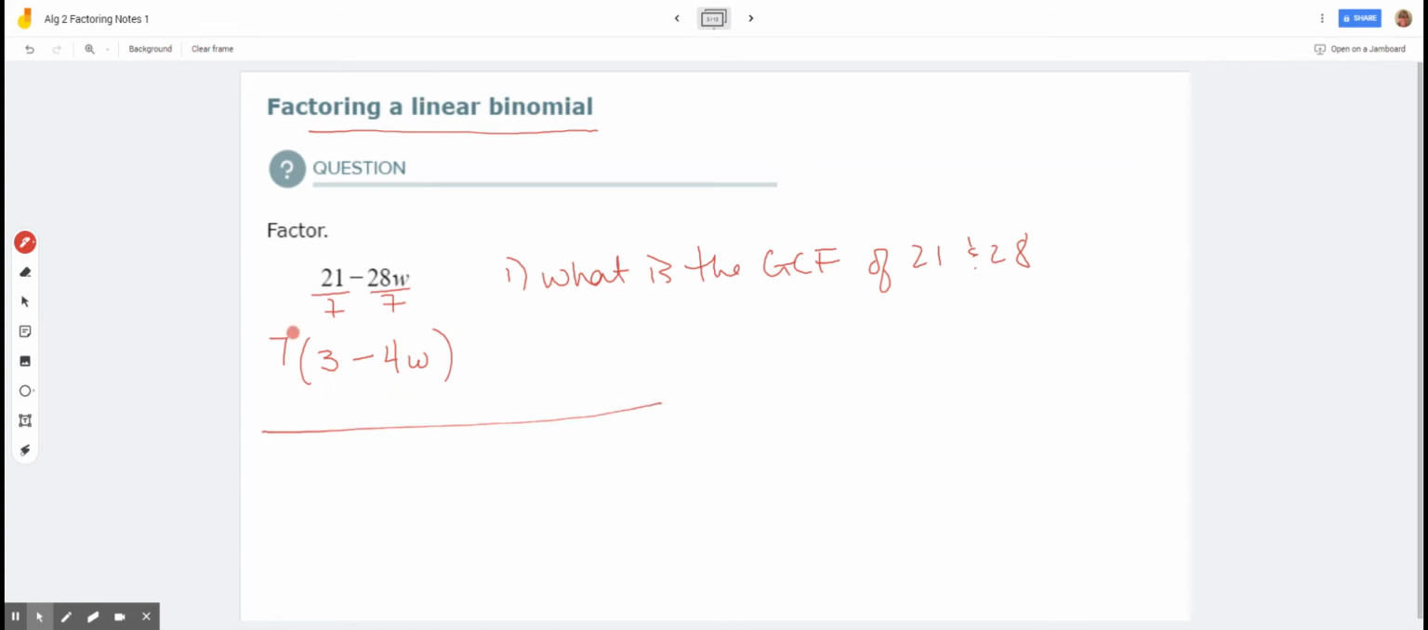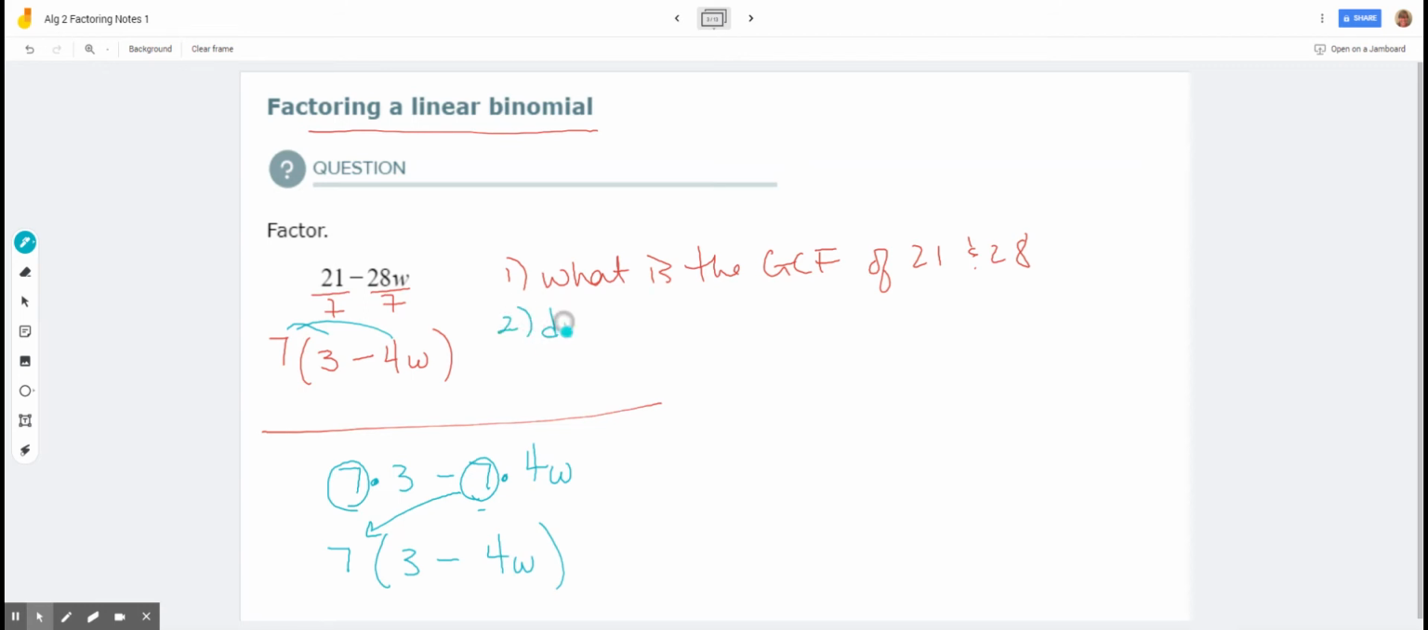Basically, look, if we distribute this back out, we would get 21 minus 28w. Factoring is the opposite of multiplication. Breaking it apart, putting it back together. Okay. There's another way of looking at this: we could break this into 7 times 3 minus 7 times 4w, correct? You see that? And then using distribution or backwards distribution, which is factoring, you could pull out the 7 because the 7 is in common, and you pull it out, and then you write that.